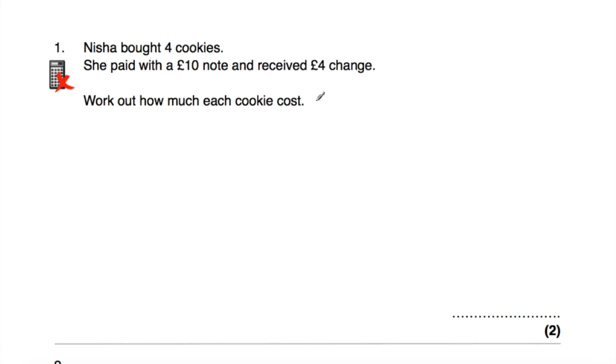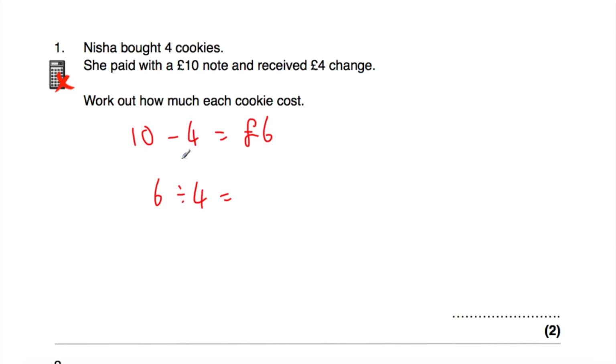So let's work out how much the cookies cost in total. If she paid with a £10 note and she received £4 change, £10 take away £4 is equal to £6. So that must mean the cookies cost £6. Now there were 4 cookies, so if we divide that £6, how much the cookies cost, by how many cookies she bought, that'll tell us the cost of each cookie.